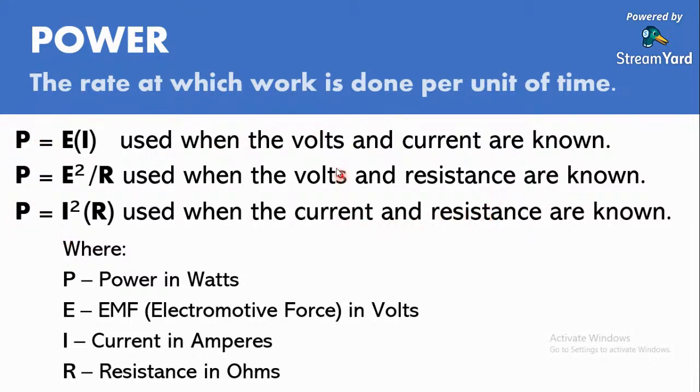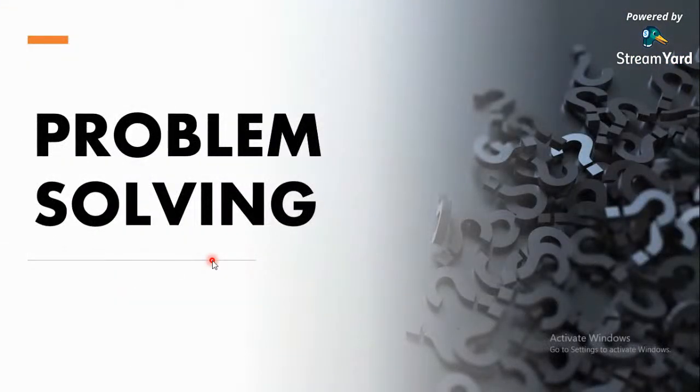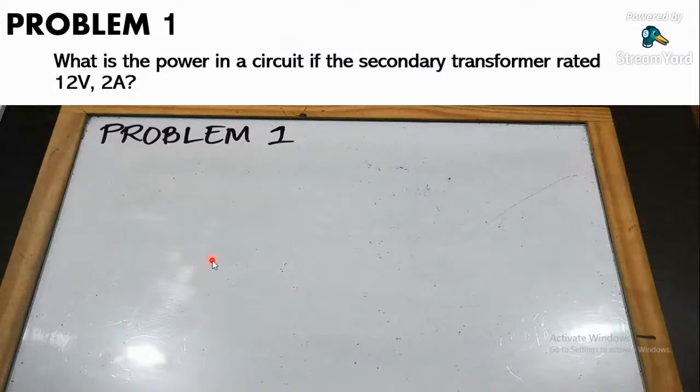Okay? So, kapag si voltage at current ang ating given, ang susundan natin is unang yung unang formula. Kapag naman si volts at si resistance ang given, ang susundan natin is this one. Pag si current at resistance naman ang given, ito naman yung susundan natin. Okay, now let's try. Let's try to solve. Try natin yung problem. So, let's see. So, this is the problem number 1.